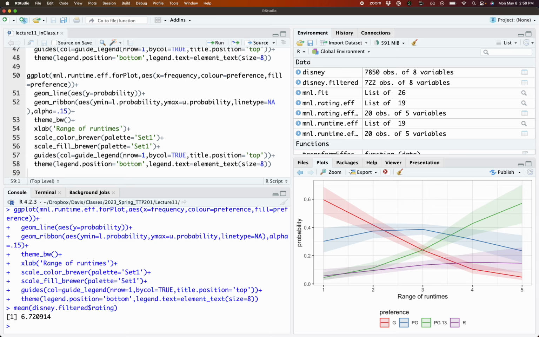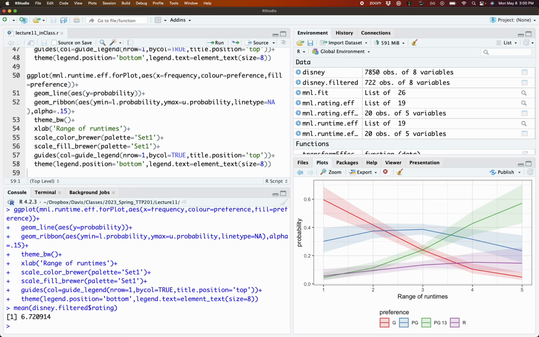G, right? Because it's red. Red is the highest probability. Okay, if the movie's really long, we would choose PG-13. It's green. And then if it's kind of middling, then it's probably PG. And one of the interesting things to note is that R never is the dominant probability in either this one or the other one. And maybe it will be if you go across ranges, right? But at least in the two that we've seen, it isn't.